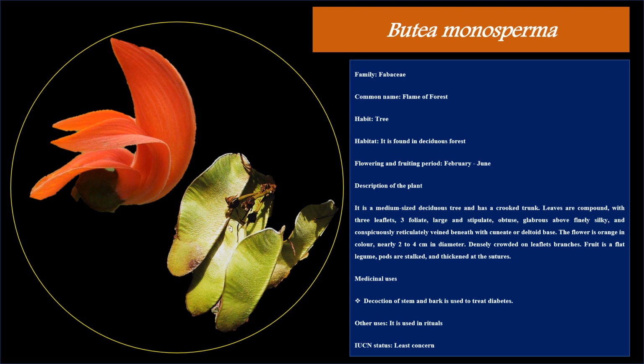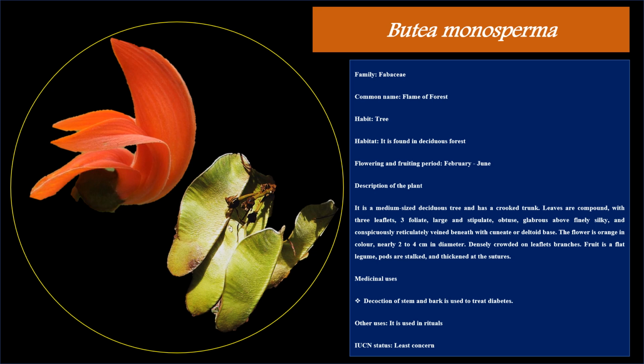Then comes to our Butea monosperma. So Butea monosperma, the family is Fabaceae and its common name is flame of the forest. So why does it have some unique type of common name? Because of the appearance of this tree species, Butea monosperma. It is like a flame of the forest because it looks like just that.